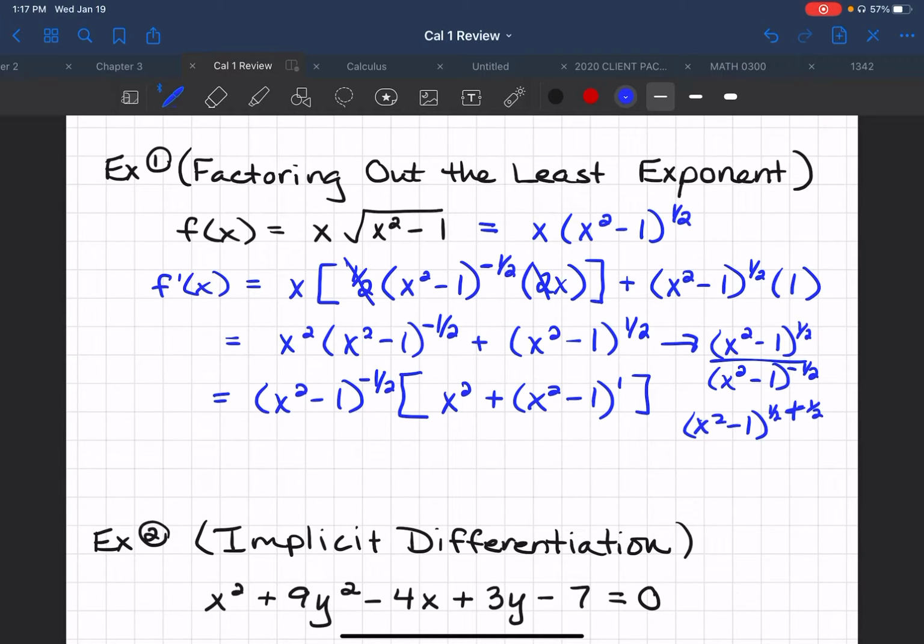Now, since the x squared minus 1 to the negative 1/2 is outside the parentheses and applied to the whole equation, you can move it to the bottom.